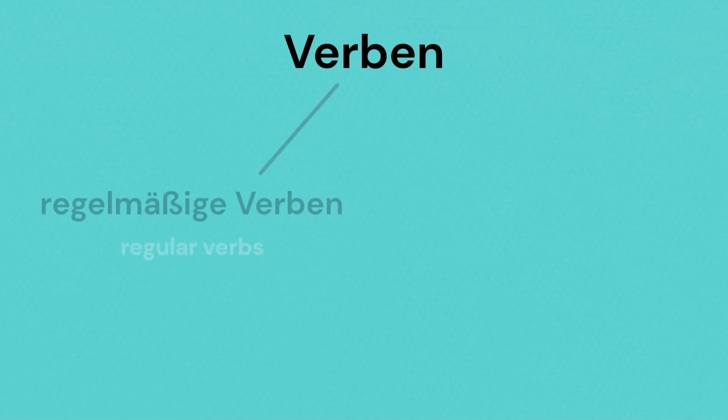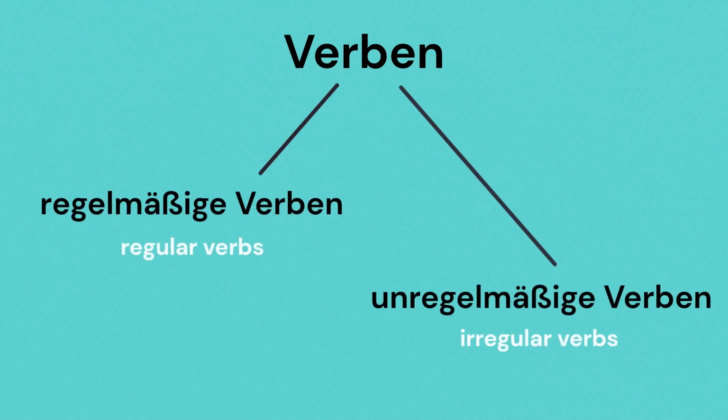Apart from these rules, you will also come across the fact that in German there are two basic types of verbs: regular verbs and irregular verbs. Regelmäßige Verben und unregelmäßige Verben. Now let's see what these verbs are.